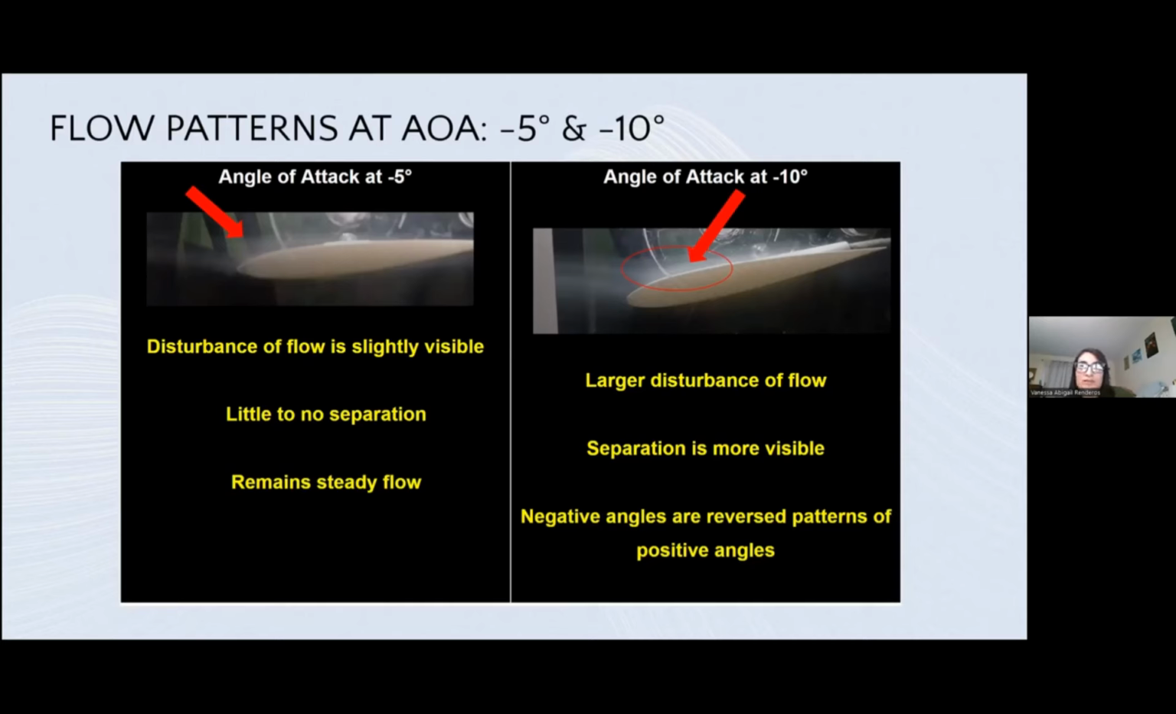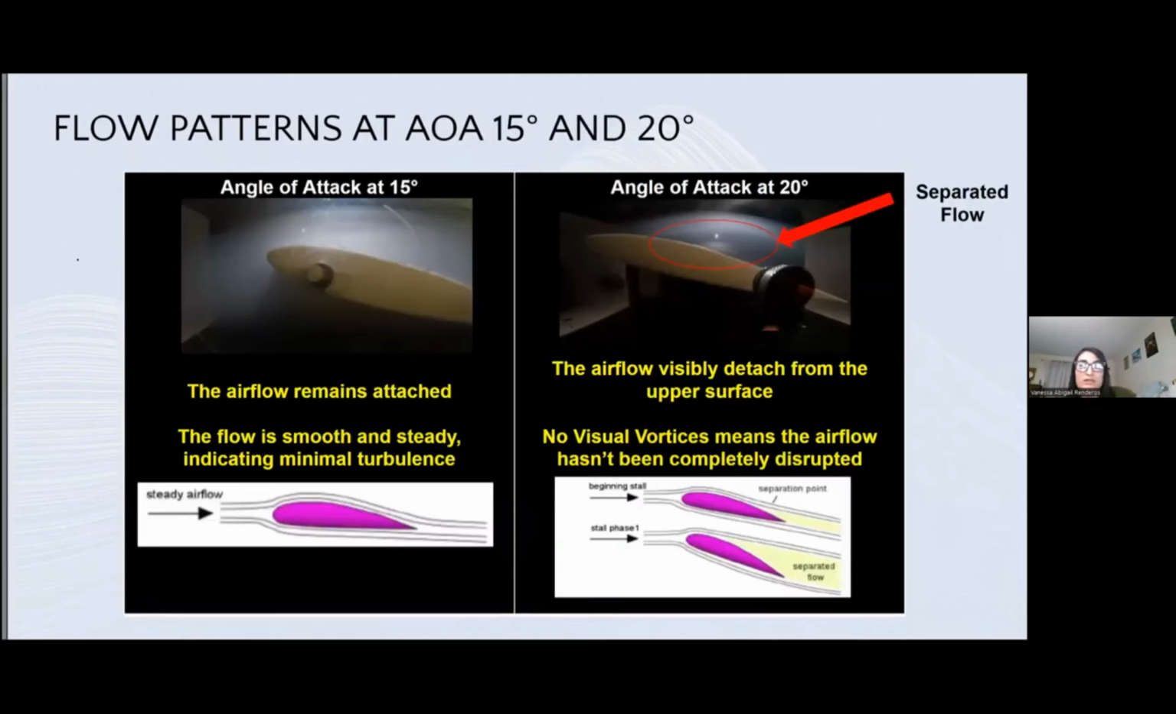At -10 degrees, there's a more obvious, larger flow disturbance that's clearly seen. So we conclude that across our angles, whether negative or positive, we see a direct visual flow separation, which is expected according to airfoil characteristics. Next, Kevin will introduce these higher angles of attack.